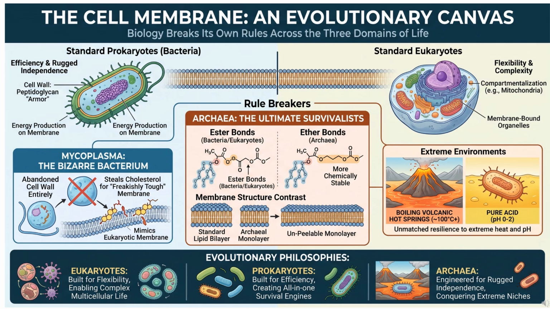On the complete opposite end of the spectrum, you have Mycoplasma. Remember how we said bacteria must have a rigid cell wall to protect their membrane battery? Well, Mycoplasma threw that rule out the window. They completely abandoned the cell wall. To survive without armor, these sneaky pathogens steal cholesterol directly from their human hosts, using our own lipids to build a flexible, tough shield that tricks our immune system.